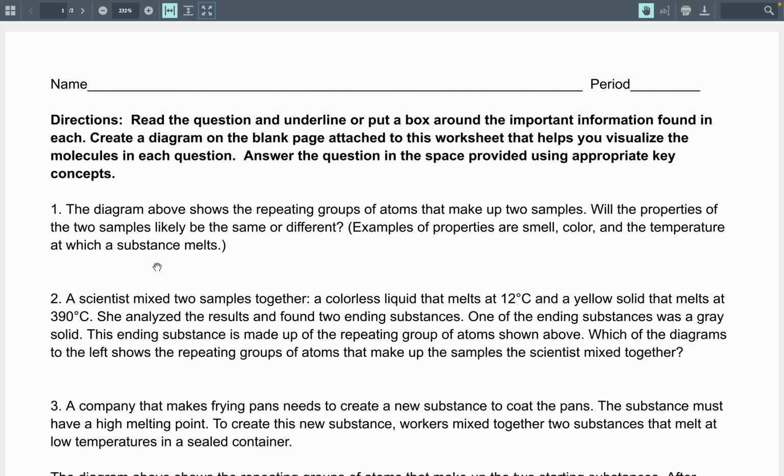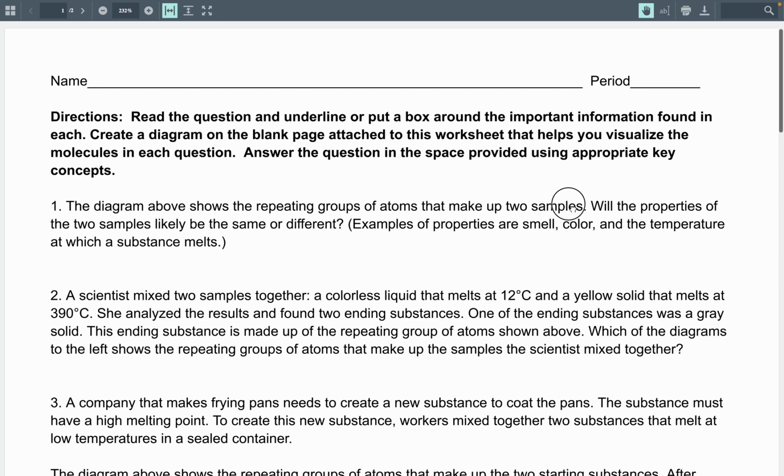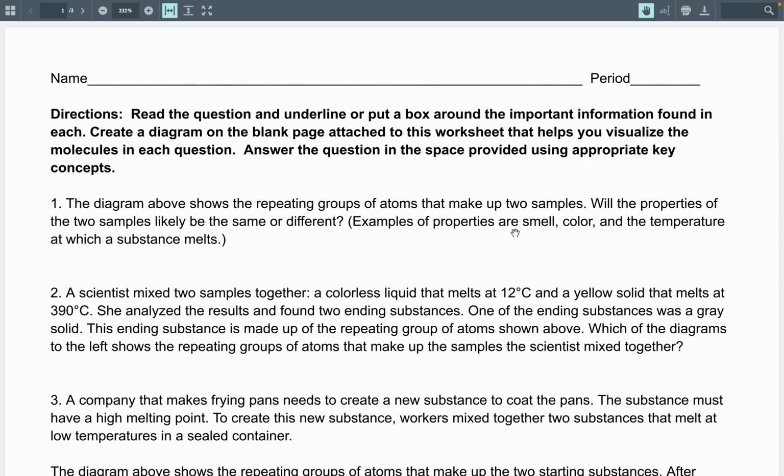So I'm going to read the first one and just sort of explain why or what. It says the diagram above shows the repeating groups of atoms that make up 2 samples. So in that first sentence, you would underline the information that we have where there are 2 samples. So just underline 2 samples. I don't know if I can highlight it. I don't think I can. And then the question is, will the properties of the 2 samples likely be the same or different? Based on the information in the sentence here, we really don't know because we don't know what the properties are. And you can't see a diagram to determine some information.